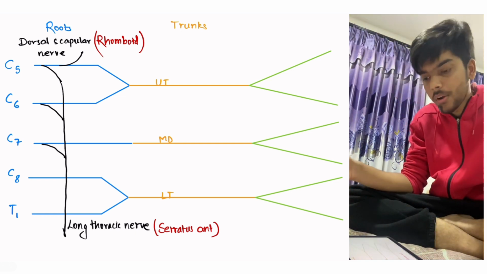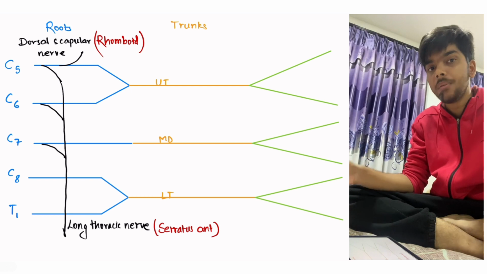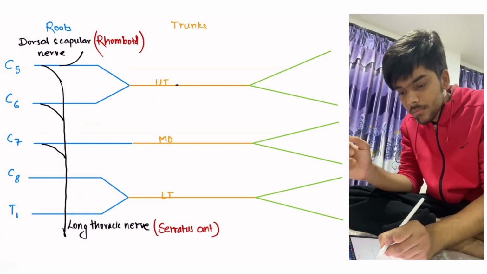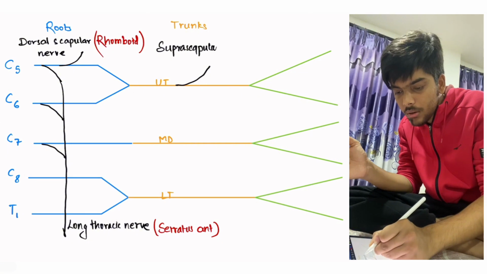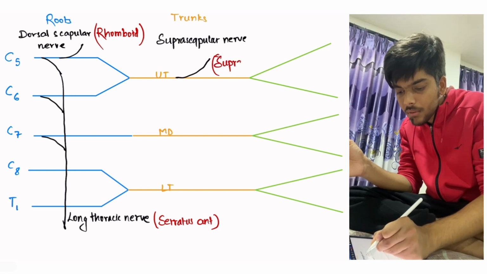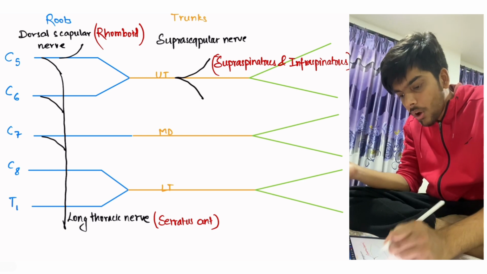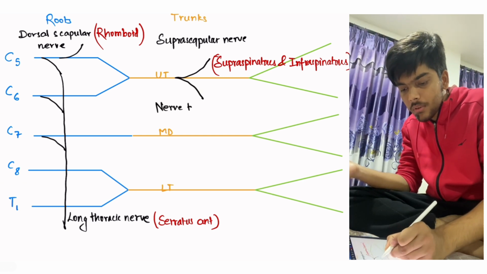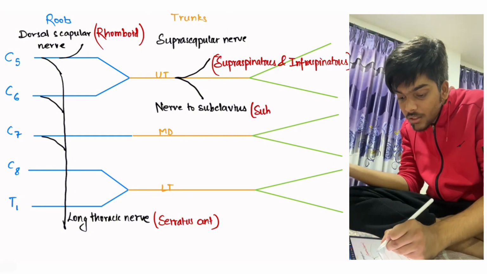Next up, we have the branches of the trunks. Among the three trunks, upper trunk, middle trunk, and lower trunk, it's only the upper trunk that gives off branches, and they are: number one, the suprascapular nerve, which supplies your supraspinatus and infraspinatus muscles. Second, there's your nerve to subclavius, which supplies, as you might have guessed, the subclavius muscle.